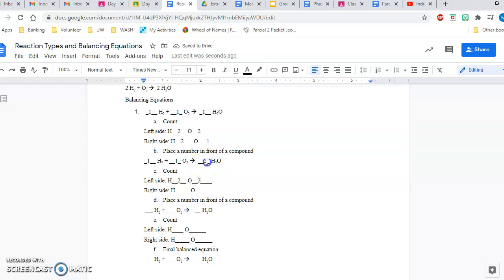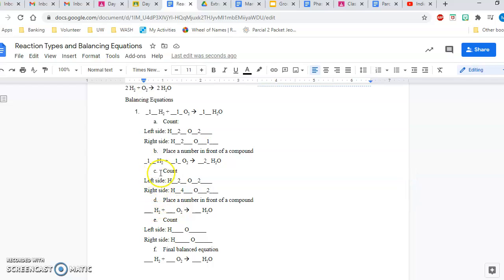Then for the hydrogens, I'm going to have 2 times 2, which is going to be 4. And then I'm going to have 2 times 1, which is 2. So this is good because I've balanced my oxygens, but it also threw off our hydrogens. But that's okay, we can keep adding numbers.